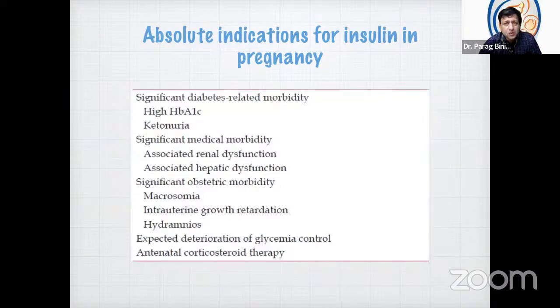There are some absolute indications for insulin in pregnancy, and this is something which we all should remember. So if there are significantly high diabetes-related morbidities, which include high HbA1c or ketonuria, significant medical morbidities, which would include associated renal or hepatic dysfunction, significant obstetric morbidity, which includes macrosomia or fetal growth restriction, hydramnios, or expected deterioration of glycemic control, and of course, antenatal corticosteroid therapy.